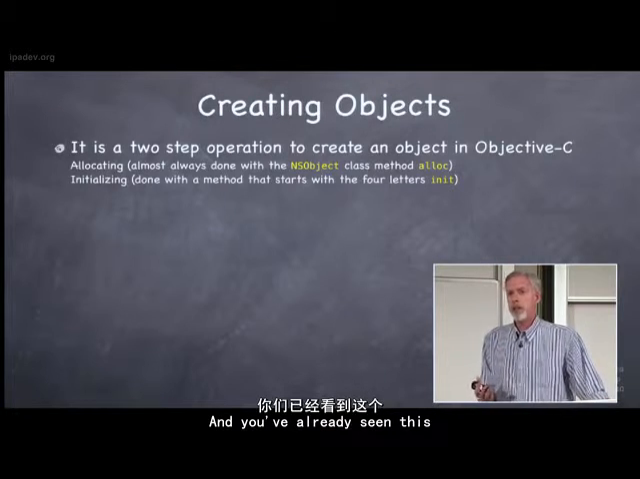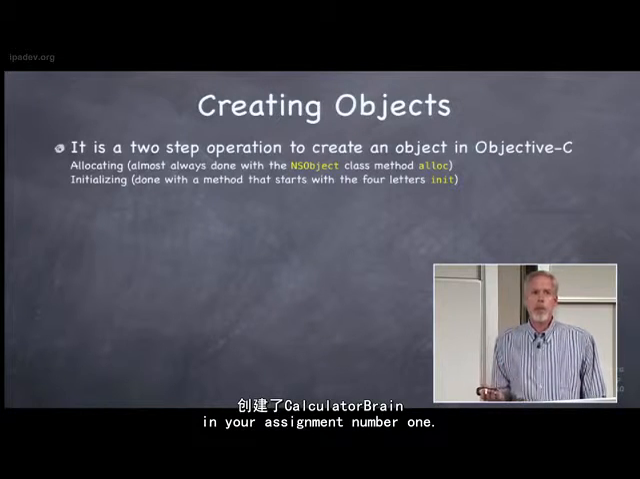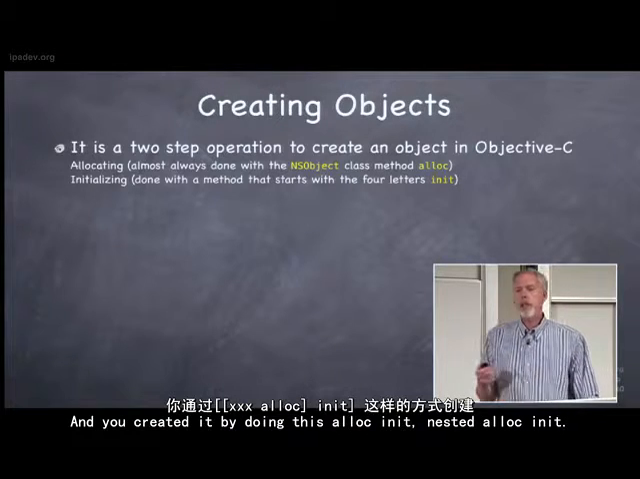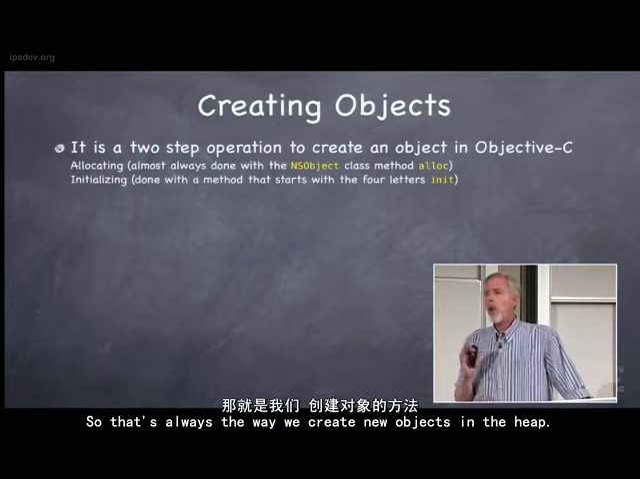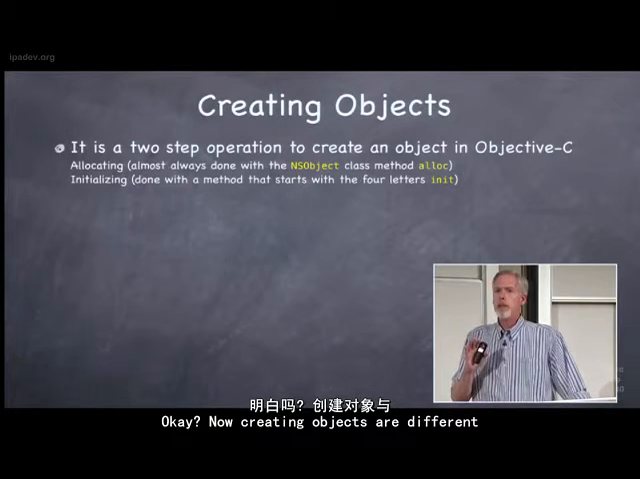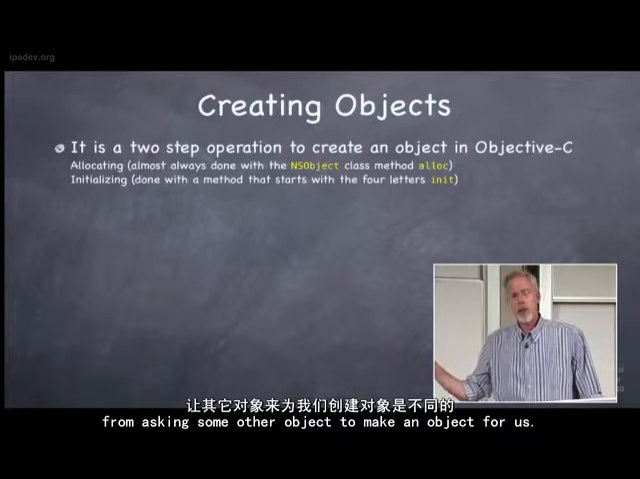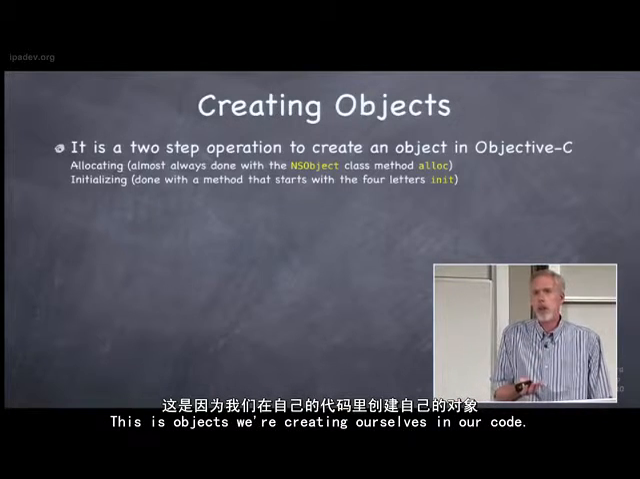And you've already seen this because you created your calculator brain in your assignment number 1. You created it by doing this alloc init, nested alloc init. Remember that. So that's always the way we create new objects in the heap. Now, creating objects is different from asking some other object to make an object for us. This is objects we're creating ourselves in our code, right?